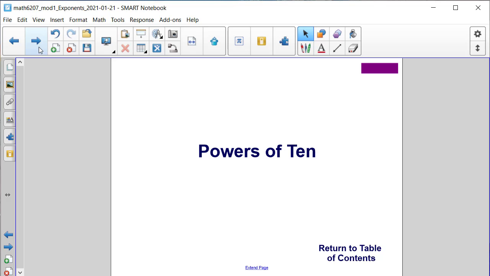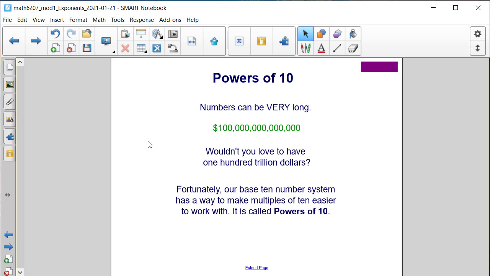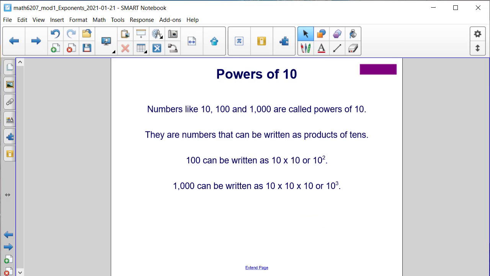Powers of 10. Numbers can be very long, such as $100 trillion, which is represented by this number. Wouldn't you love to have $100 trillion? Well, fortunately, our base 10 number system has a way to make multiples of 10 easier to work with. It's called powers of 10.